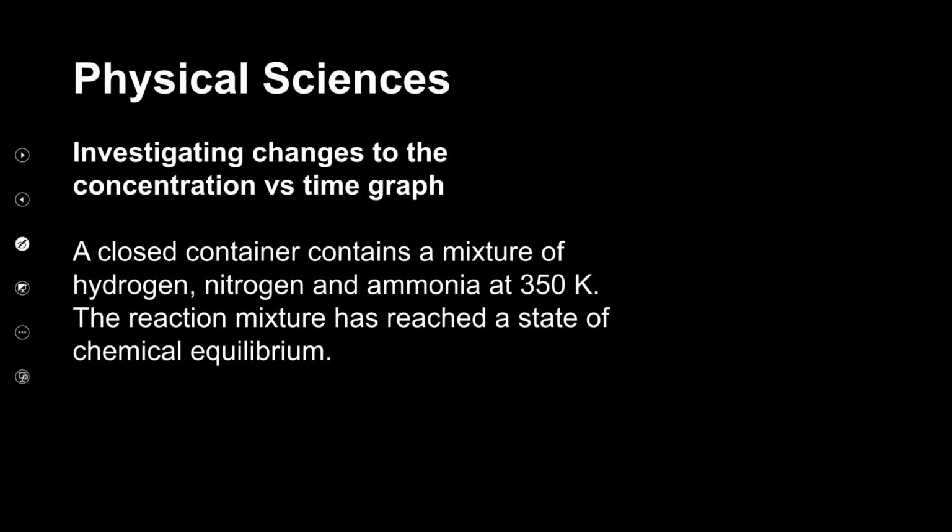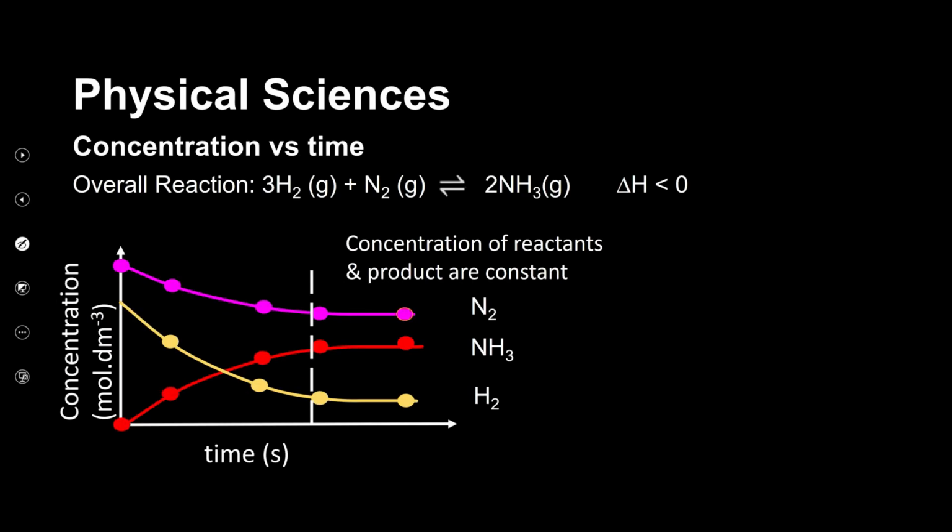We're going to investigate the changes to the concentration versus time graphs, and a closed container contains a mixture of hydrogen, nitrogen, and ammonia at 350 Kelvin, at a specific temperature. The reaction mixture has reached a state of chemical equilibrium. Now, we have in front of us the concentration graph that I showed to you before. Remember what we said? This is the nitrogen, the purple line. We have a yellow line, which is the hydrogen gas, and then the ammonia is the red one. Just remember, this is a concentration graph, so it will look at the different concentrations of the substances.